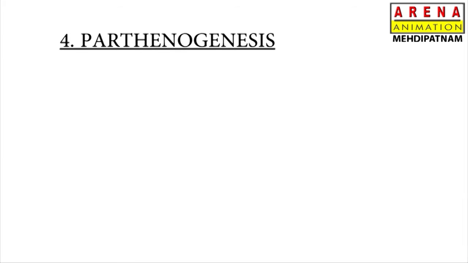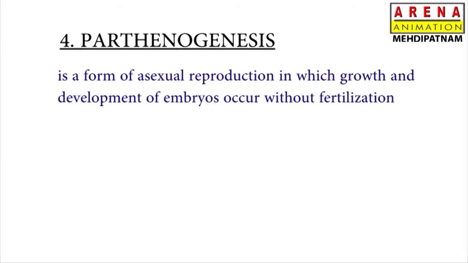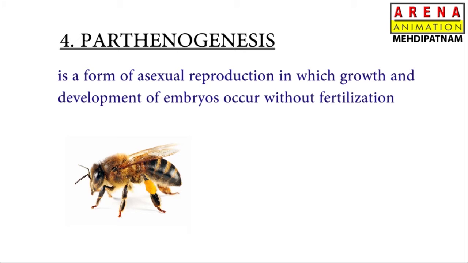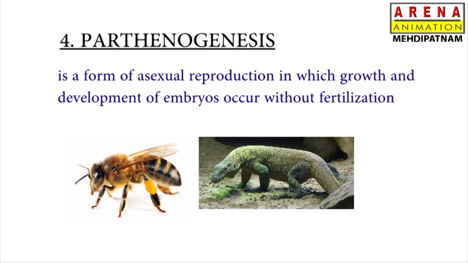Parthenogenesis is a form of reproduction in which growth and development of embryos occur without fertilization. Examples are worms, honeybees, and Komodo dragons.